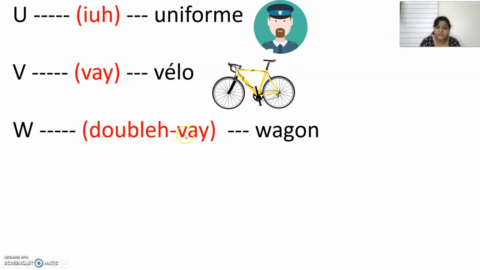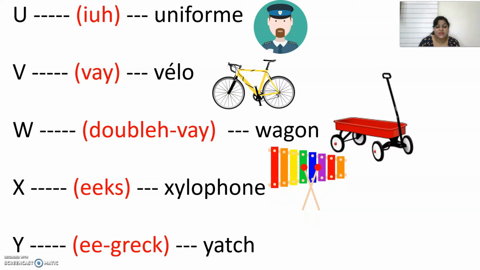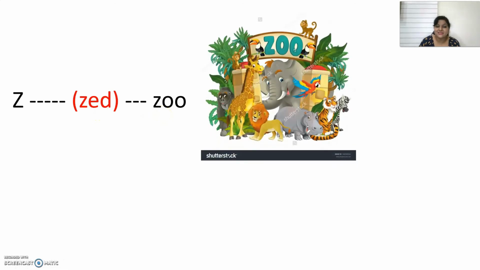W, for example, wagon, that's a cart. X, for example, xylophone, that's a xylophone. Y, for example, yacht, that's a yacht. And Z, for example, zoo, that's a zoo.